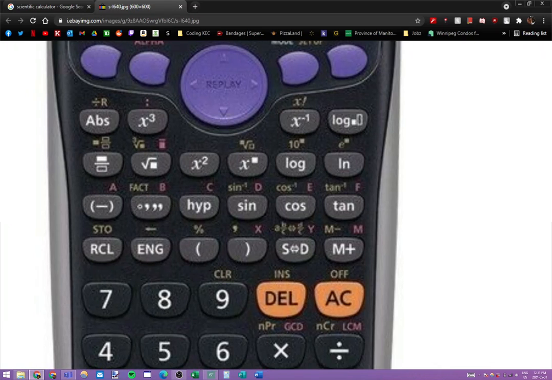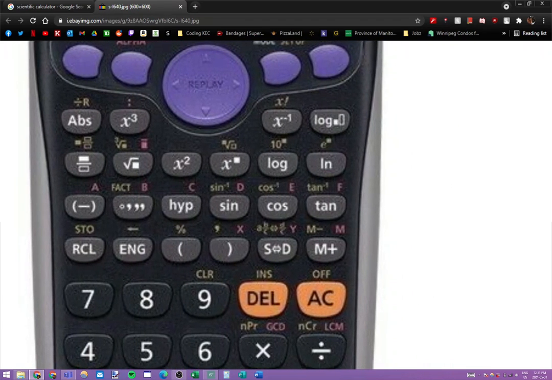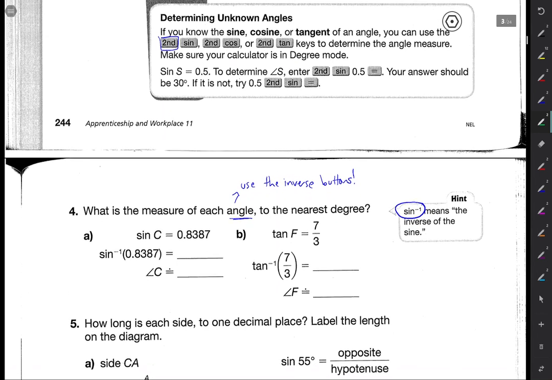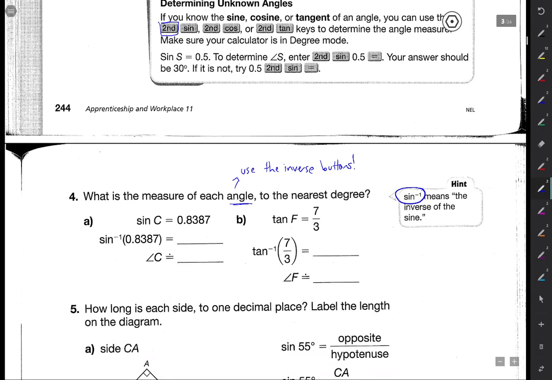So here I pulled up a picture of a scientific calculator, and you can see the sine, cosine, and tangent buttons on it. And right above those buttons in small yellowish font, it says sine and then the exponent -1, and cos and the exponent -1. So each of those are the inverse buttons. If you are using your phone calculator for this, you're going to have to rotate it to the side, and then when you press the second button, you'll be able to find those inverse buttons.